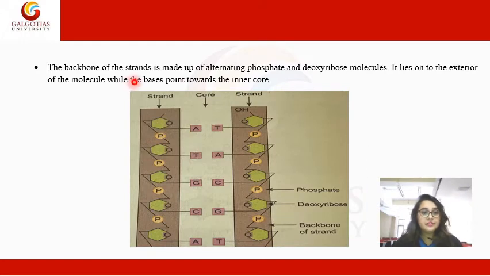The backbone of the strands is made up of alternating phosphate and deoxyribose molecules. So we can see a deoxyribose molecule, a phosphate, a deoxyribose, a phosphate, and so on. So it is an alternating form. It lies on the exterior of the molecule while the bases point towards the inner core. So we can see these alternating phosphate and deoxyribose molecules lie on the exterior, known as the backbone, whereas the bases, this A, T, T, A, G, C, are all the inner bases which are pointing towards the inner core.